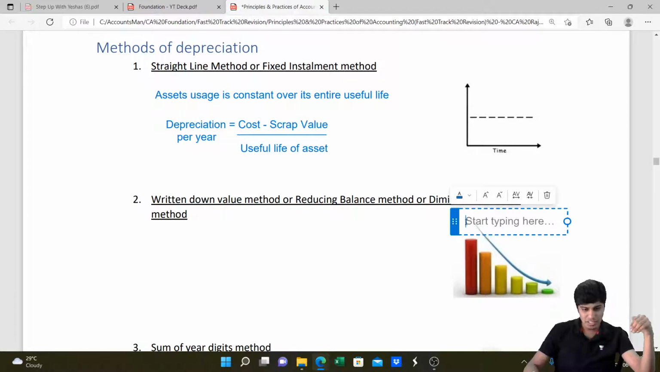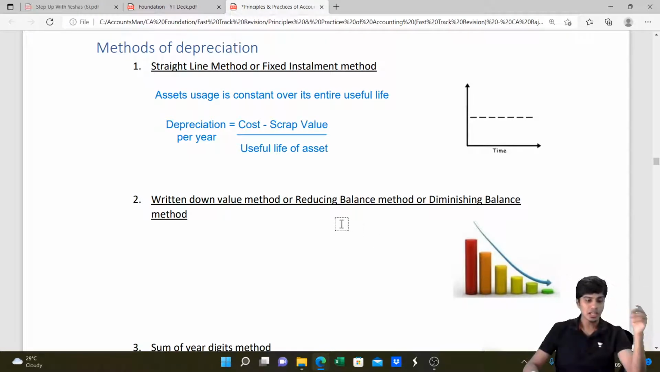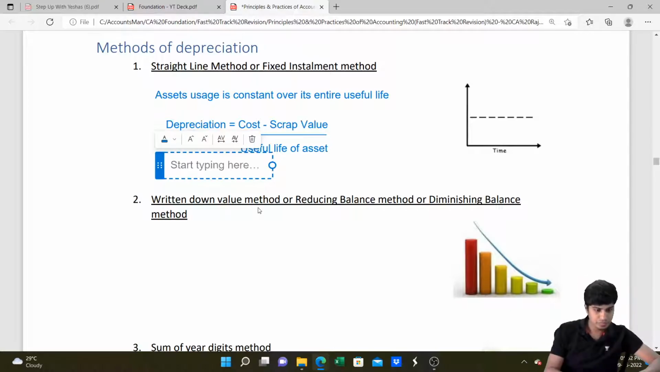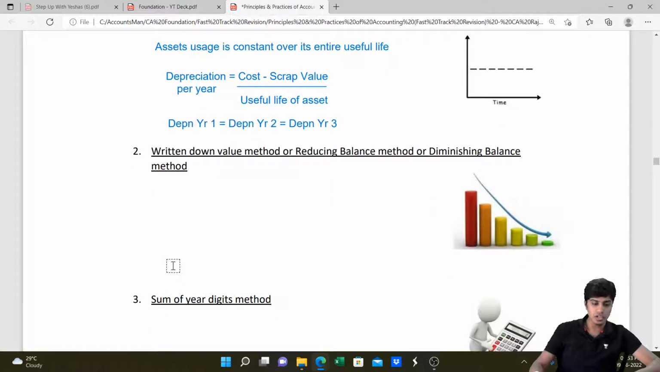In the very first year depreciation will be more, next year it will become less, third year even less, fourth year even less, it will go on decreasing from year to year. So meaning in here, depreciation of year 1 is equal to depreciation of year 2 is equal to depreciation of year 3. That's how it's going to work with straight line method. However, under WDV method, it's going to be quite different.